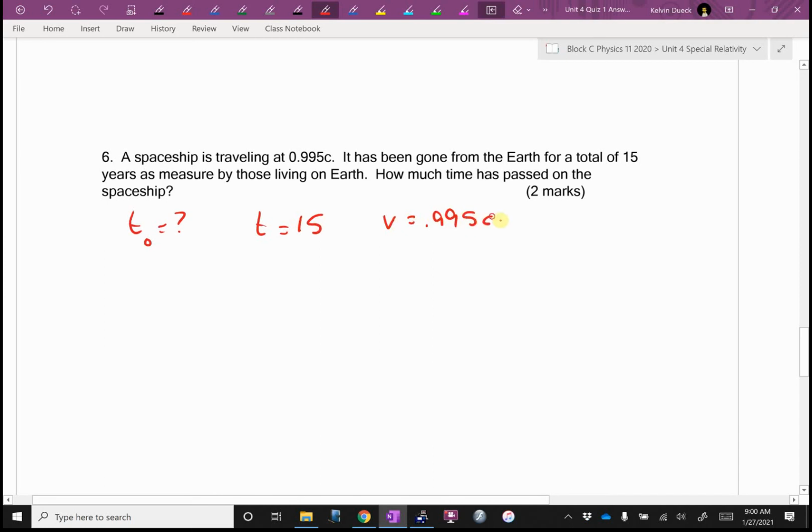Now we're going even faster. We're going 99.5% of the speed of light. It's going to be t times that gamma thing. It's going to be 15 times the square root of 1 minus 0.995 c over c all squared.